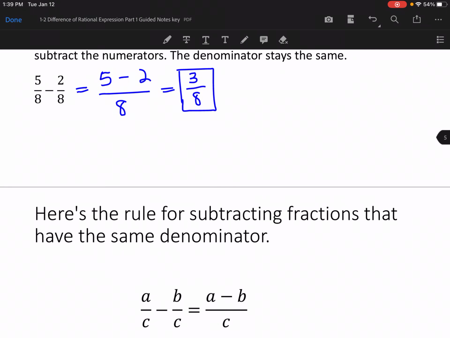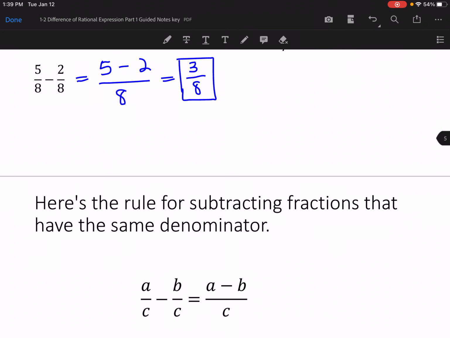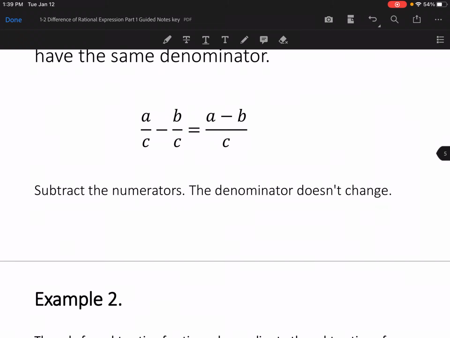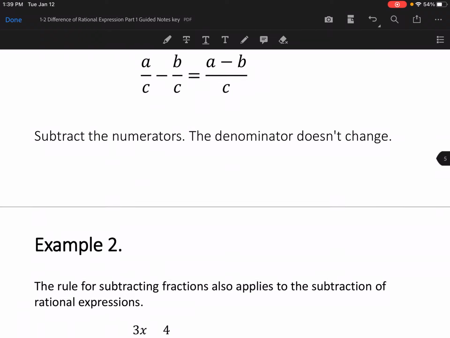Alright, so here is the rule as we looked at earlier. A over C minus B over C. You're going to subtract your numerators, A minus B, all over C. So subtract the numerators, the denominator does not change. Just keep the same denominator and subtract the numerators.